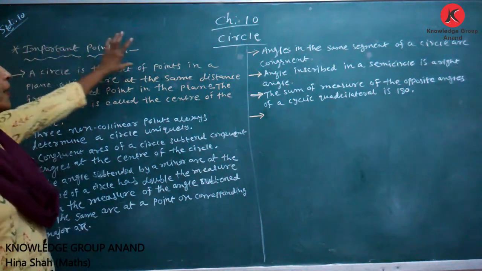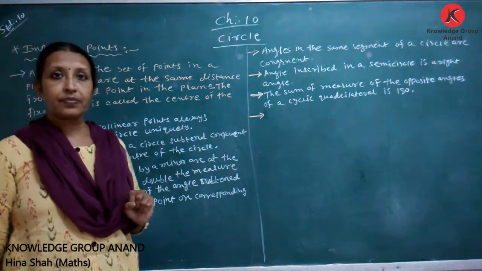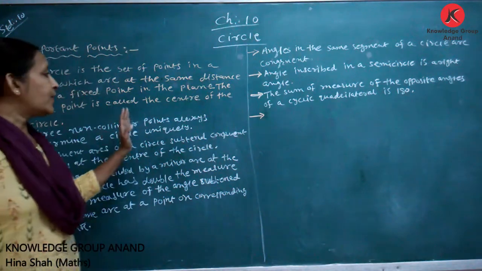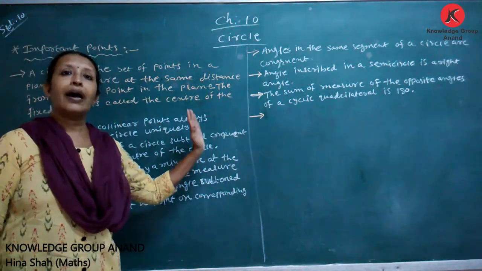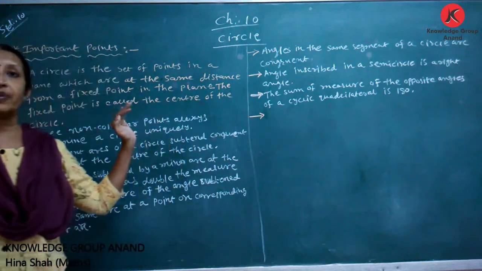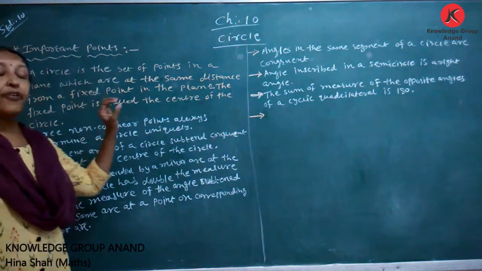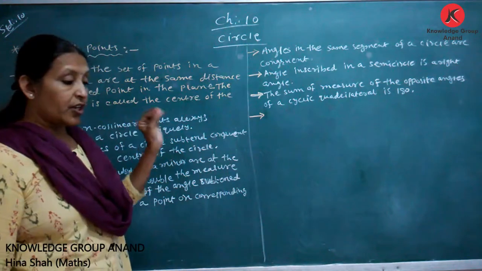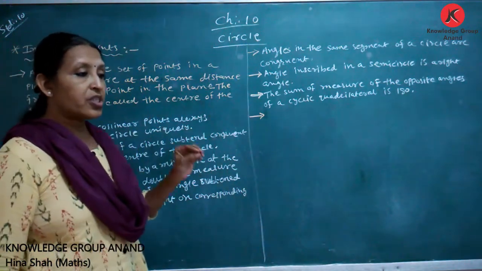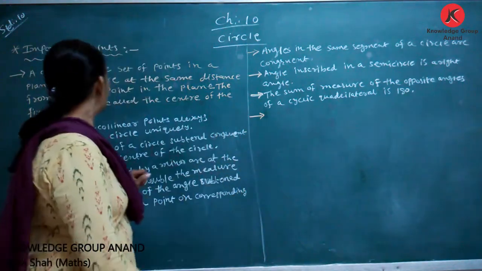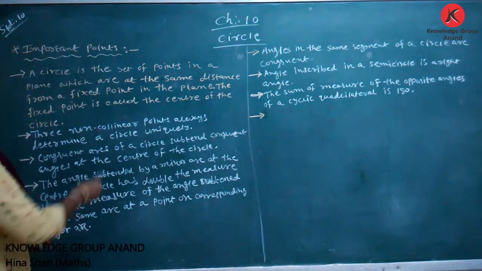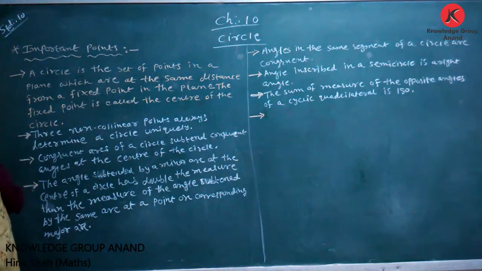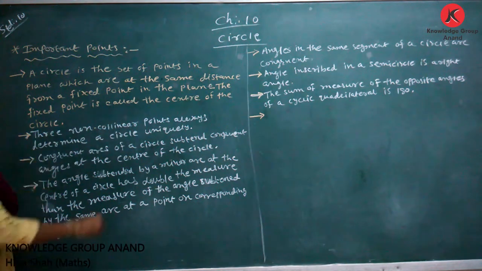Now, important points of circle. To remember, write these points in your notebook. For calculating sums, when we use these points, we use these rules. Number 1. A circle is the set of points in a plane which are at the same distance from a fixed point in the plane. The fixed point is called the center of the circle.